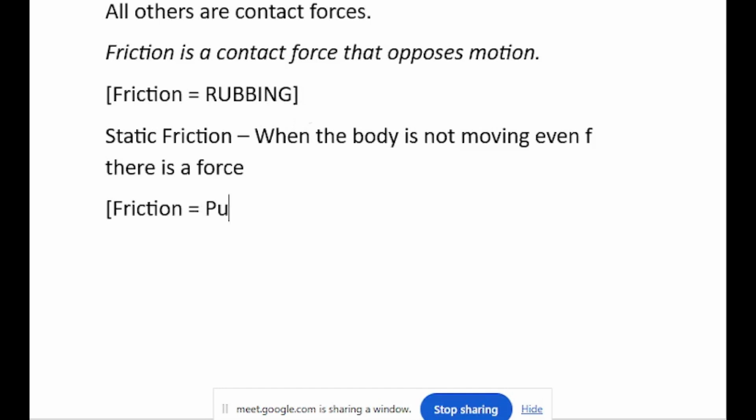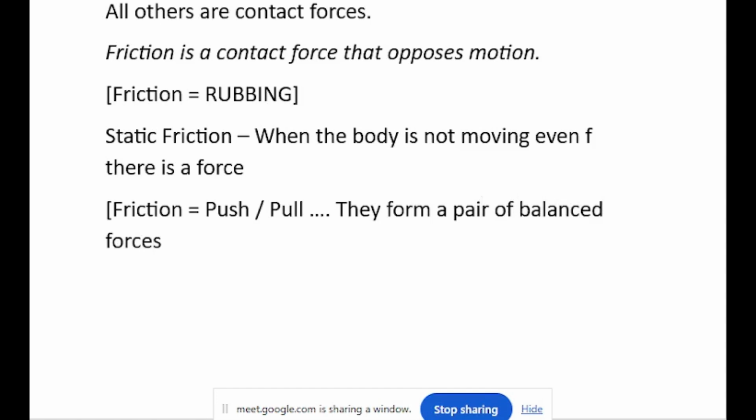You are pushing or pulling, whatever it is. You are pushing the body or pulling the body. The friction is equal to the force, the push or pull. Friction is equal to the force. And they form a pair of balanced forces that will cancel each other. So effect is zero.